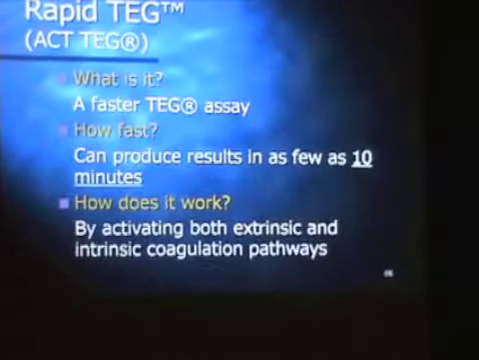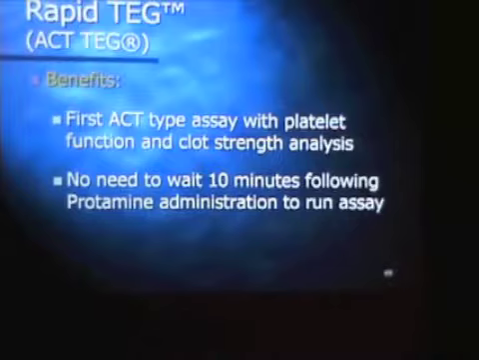Okay, well, let me show you what Rapid does. Rapid is a faster TEG. A TEG, by the way, takes about 30 minutes to complete, from start to finish. So a rapid TEG takes about 10 minutes. You just get the data that much faster. And with the basic TEG, we're activating the sample with kaolin. With rapid, we activate with tissue factor and kaolin. So with the kaolin, you're activating the intrinsic pathway. Rapid, we're activating both the intrinsic and the extrinsic pathway. So it just comes quicker.